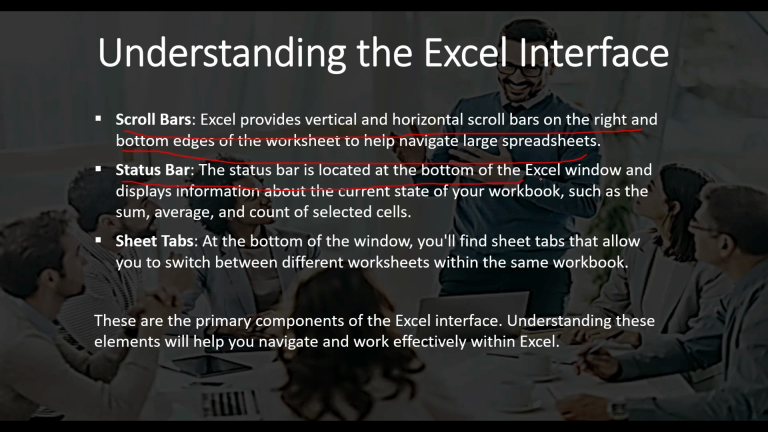Then we have the status bar. The status bar is located at the bottom of the Excel window and displays information about the current state of the workbook, such as the sum, average, and count of selected cells. Then we have sheet tabs. At the bottom of the window, you will find sheet tabs that allow you to switch between different worksheets within the same workbook. Okay, let's see the scroll bar, status bar, and sheet tab.